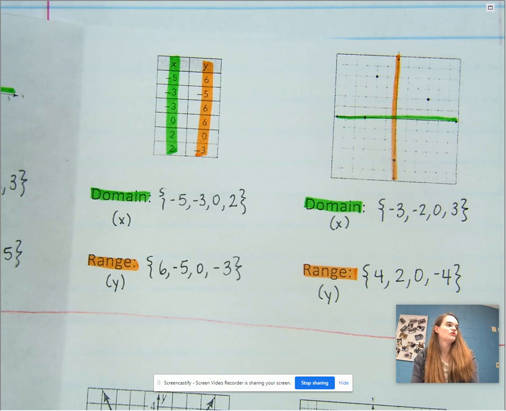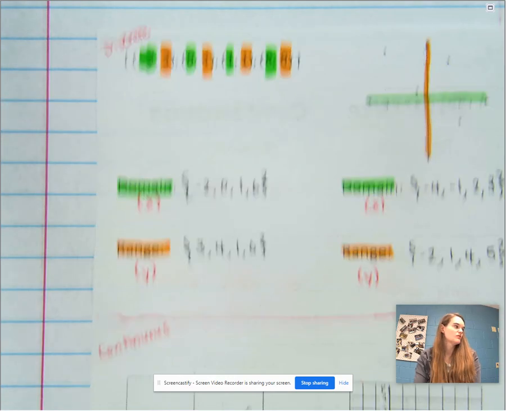This is how discrete graphs' domain and range is written. It's written in curly brackets. You need to know the difference between a discrete domain and range and a continuous domain and range, okay? We are going to now look at continuous domain and continuous range. Still need your highlighters.